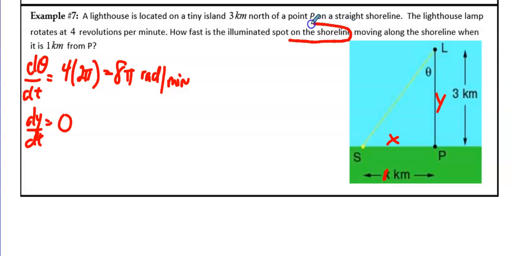And I'm asking you guys again, how fast is the illuminated spot on the shoreline? So again, on the shoreline tells us I need the change in x with respect to time here. I don't know what that is. So what is that? Moving along, when it's 1 kilometer from P, right? So they're actually giving us this distance of 1, which is great for us to know.